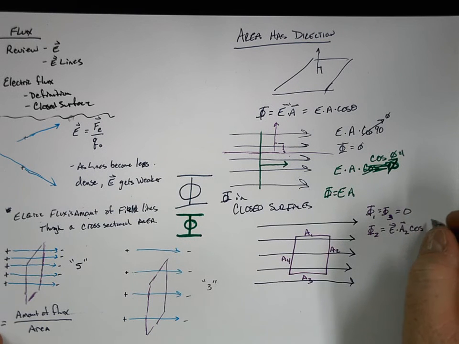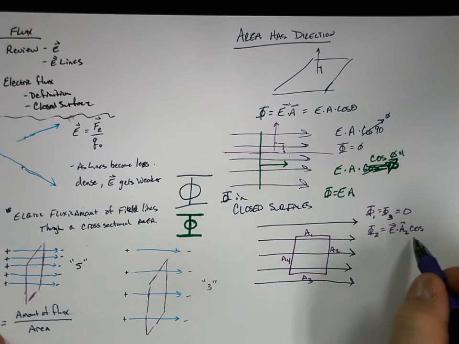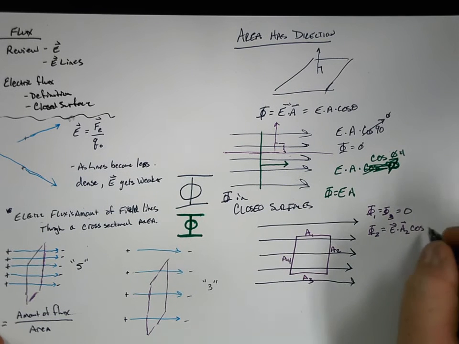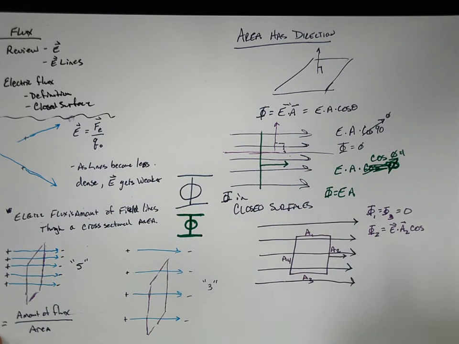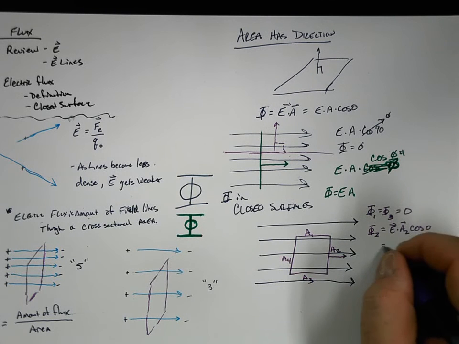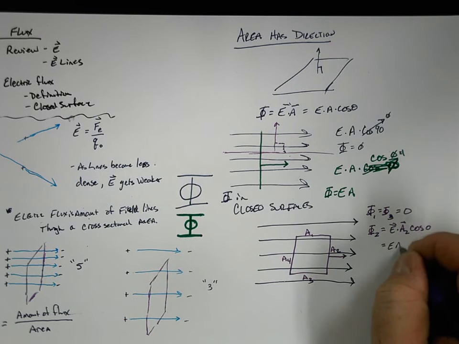Okay. Flux 2, well, this is cosine. Okay, A2, the normal for A2 is in that direction, so the angle is 0 and the cosine is going to be 1. All right? And so the flux is going to equal EA2.